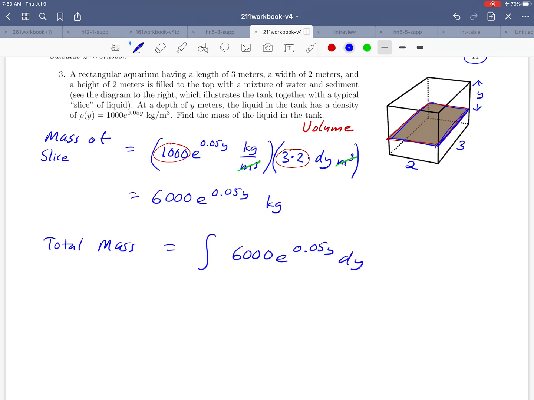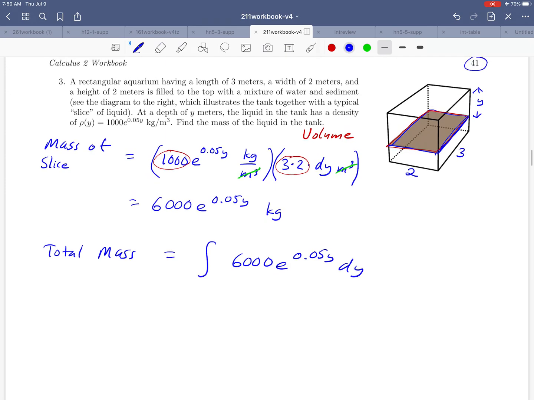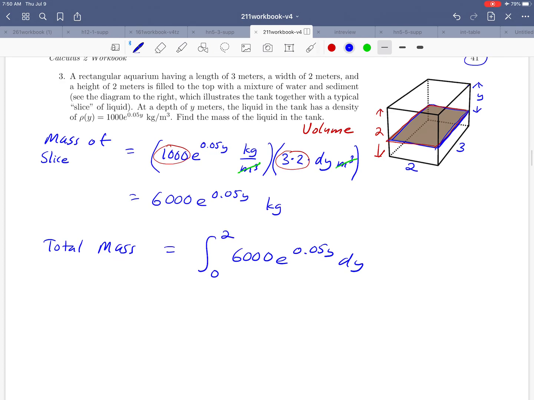The only question left then is, what are the limits of integration? Ask yourself, what is the range of y values as we move from the top of the tank to the bottom? Well, in the problem, they tell us that the height is 2, and so that tells us the range of y values that we need. So we're going to get limits of integration from 0 to 2 in this case.